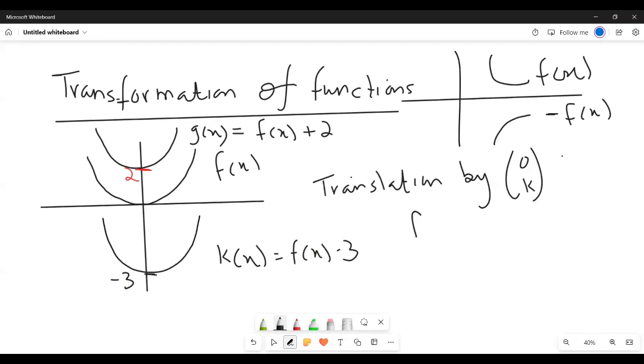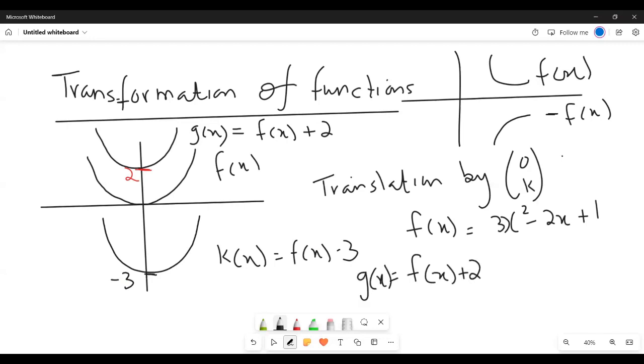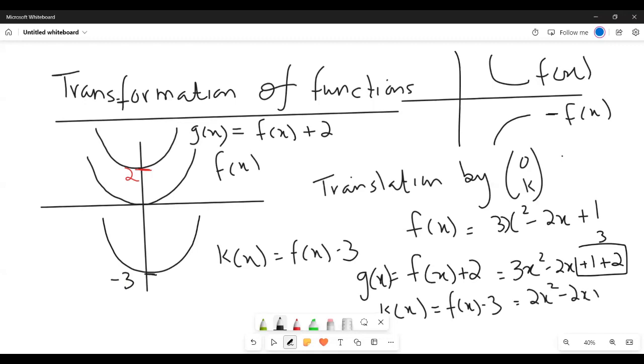So if fx is, let's say, 3x squared minus 2x plus 1, then if it becomes fx plus 2, which was gx, fx goes 2 units up, so just add 2 to your fx. It will be 3x squared minus 2x plus 1 plus 2. So this would be 3 now. And if it is kx, in which fx goes 3 units down, so just subtract 3 from fx. So that's 3x squared minus 2x minus 2.